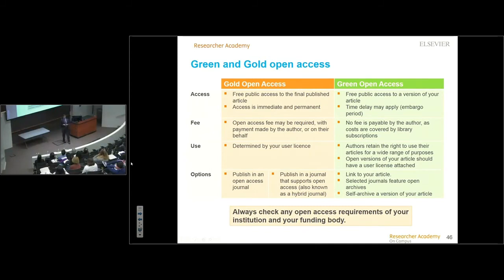Green open access says free public access to a version of your article. Probably the version of green you're most familiar with would be PubMed Central, where any NIH-sponsored paper, the accepted version, is made available no more than 12 months following publication. And usually publishers do this on authors' behalf.